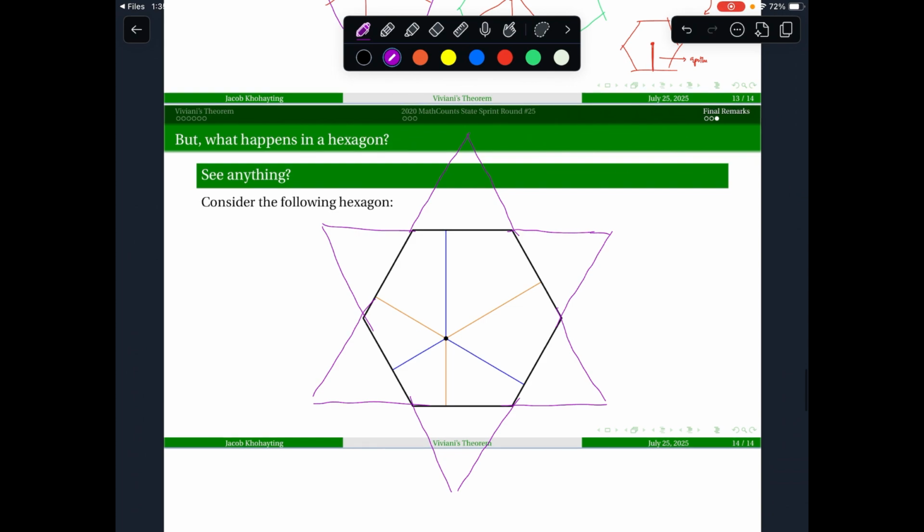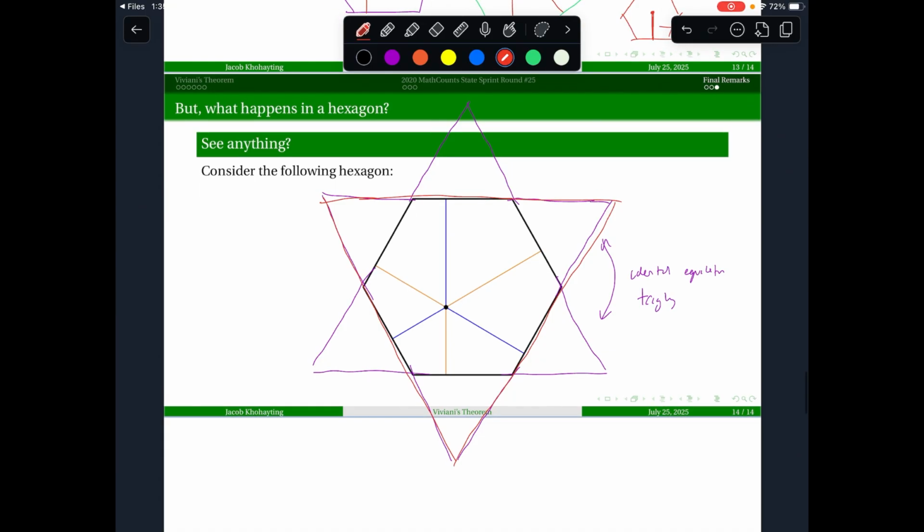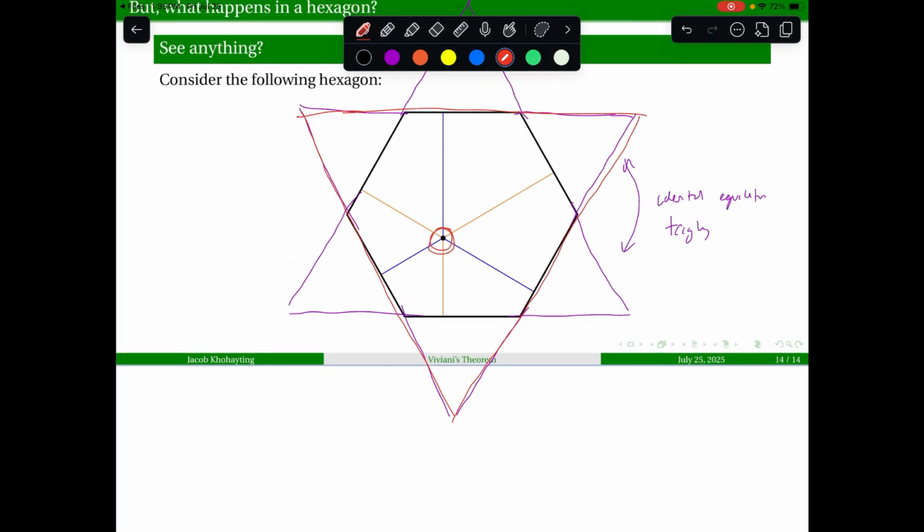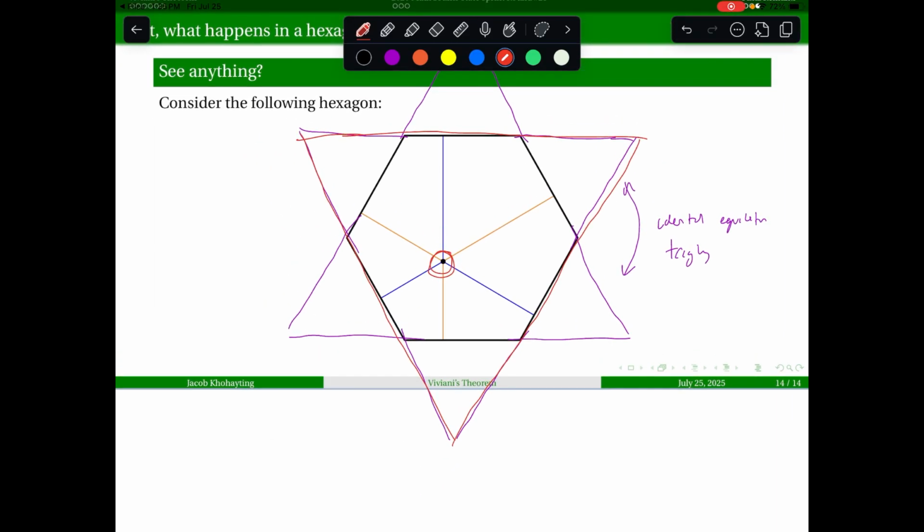Well, you can extend these lines and notice that it forms two identical equilateral triangles. Probably should have done it in a different color here. So this one, the red triangle, is identical to the purple triangle. And so what that means, well, notice you're taking a point P inside both of these equilateral triangles. But by Viviani's theorem, let's say you take the red triangle first. You take the point P, extend the distances. Well, that's just the blue lengths.